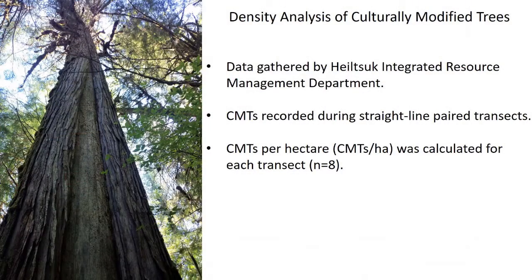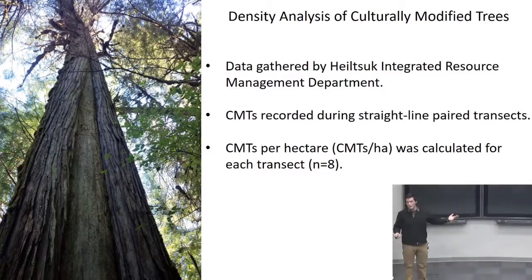And so I performed a density analysis of culturally modified trees from data that was gathered by the Heltzig Integrated Resource Management Department and took CMTs that were recorded during straight line paired transects, which were transects of a certain distance where you walk a straight line, and you go a certain distance, and you go back down the opposite way to give you two straight line paired transects. And so I took the viewing area of those transects and converted it into hectares, and then took the CMTs observed, divided by those hectares to get CMTs per hectare.